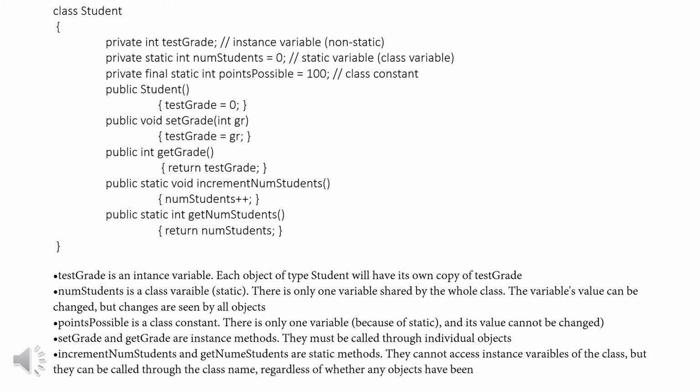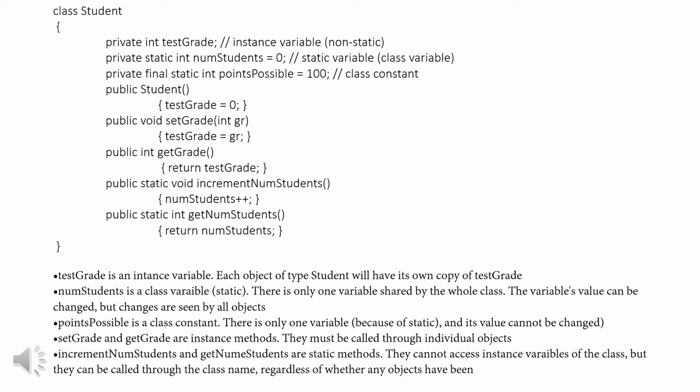That's the same for getGrade. GetGrade is an instance method, right? So I need to create one object and then I can call this method. So now, for example, I have student1, I can say student1.getGrade. So by writing student1.getGrade, I can access the grade of that student, right?